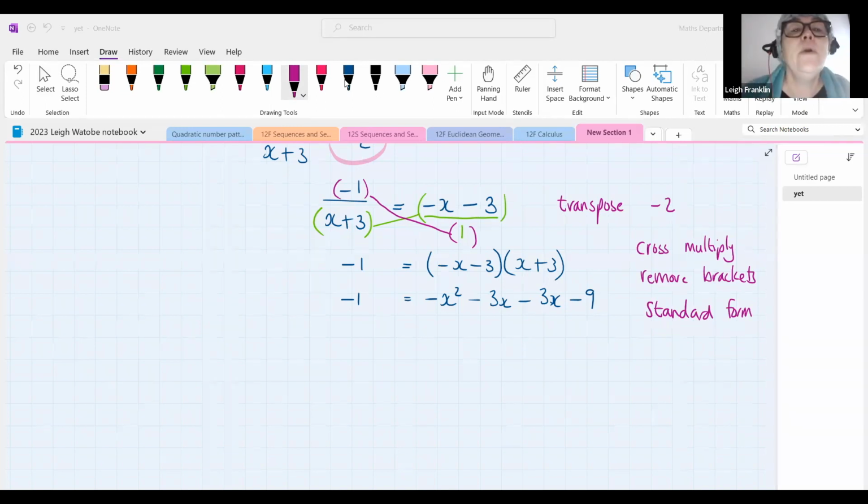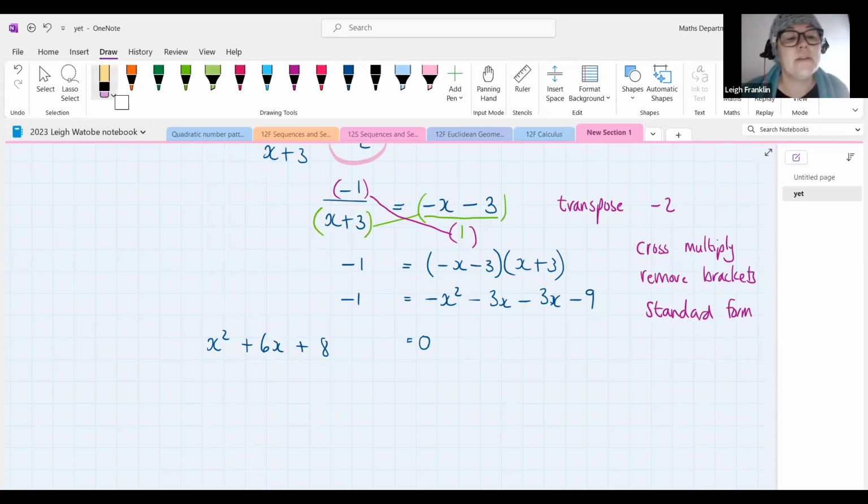To make life easier for us, I'm going to move everything over to the left-hand side. So it's now going to be positive x squared. Minus 3x would be minus 6x, so it would be plus 6x on the left. And then I'm going to add 9 here, and add 9 here. This is going to leave me with plus 8 equals 0. Is everybody happy that that's what I would have?